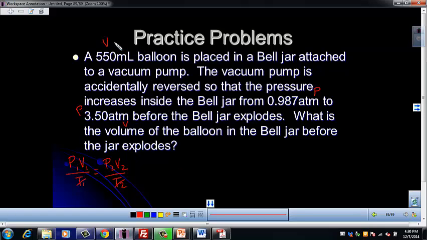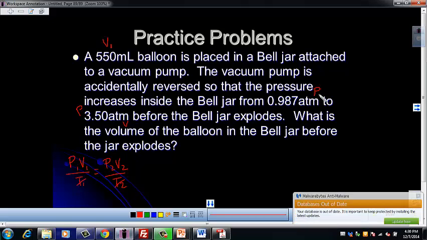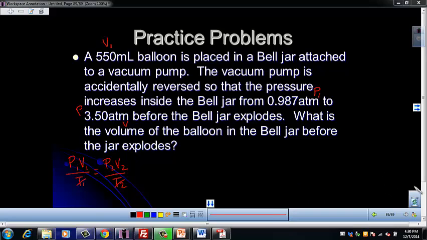So let's call this V1. So the balloon starts at 550 milliliters, and then it's placed in a vacuum pump so that the pressure increases. So the pressure begins at 0.987, so that's going to be P1. And then this is that second pressure. This is going to be P2 because the pressure increases to 3.5. So we're actually going to solve this one for V2. So let's go ahead and divide both sides of this by P2 to get it by itself. And these will cancel, and V2 equals P1 V1 over P2.